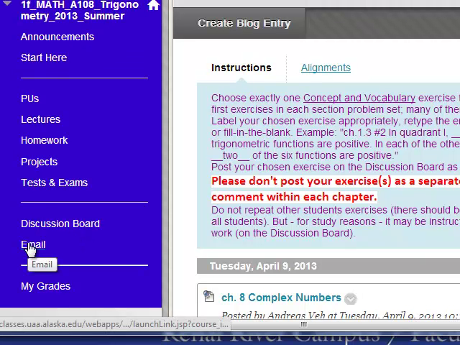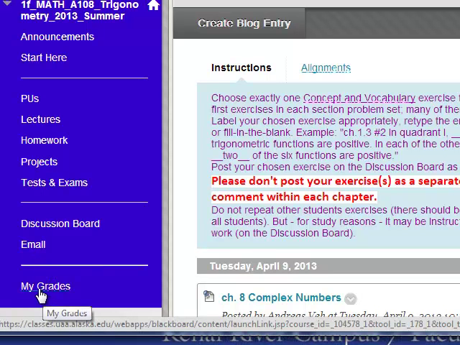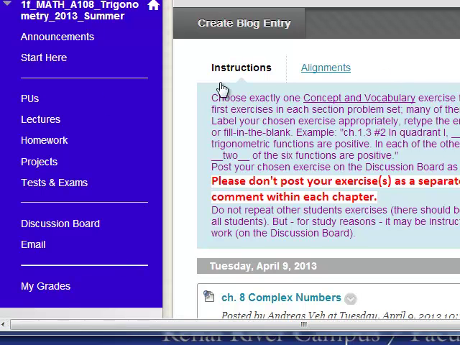I know there are a couple more here. Email, you can email me, you can email other students, or use your regular alaska.edu email. And then my grades, I cannot click on this one here. I'm the instructor. I don't have a grade book of my own. I see a student's grade book, but you would click on there and you would see your own grades as they're being posted. And that's pretty much the introduction that I wanted to show for this class.